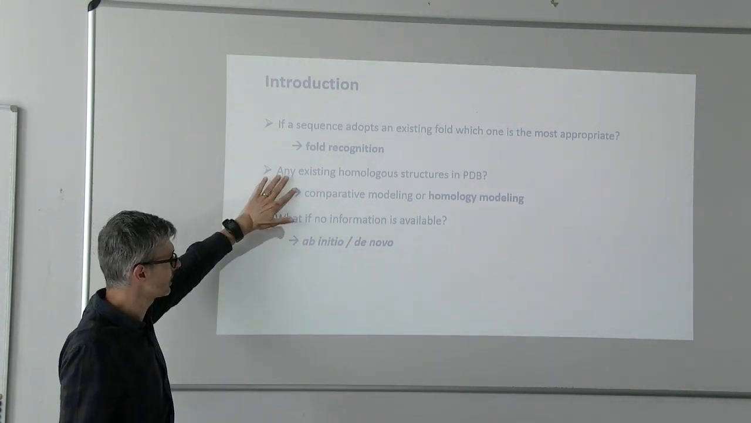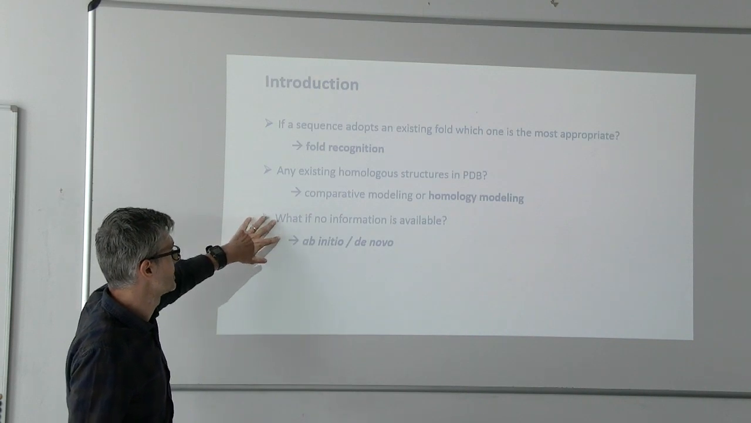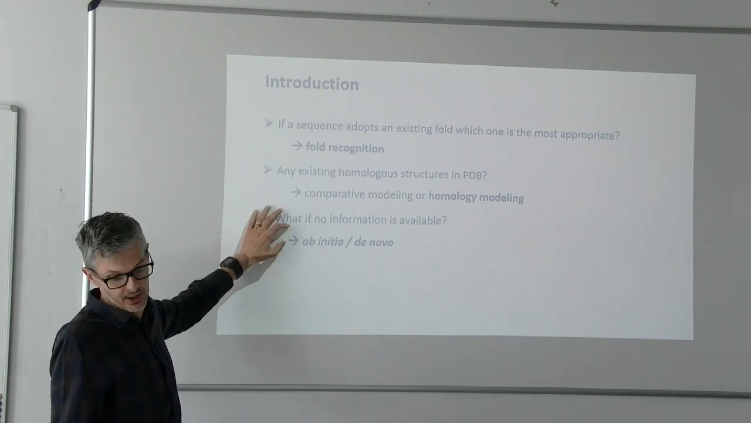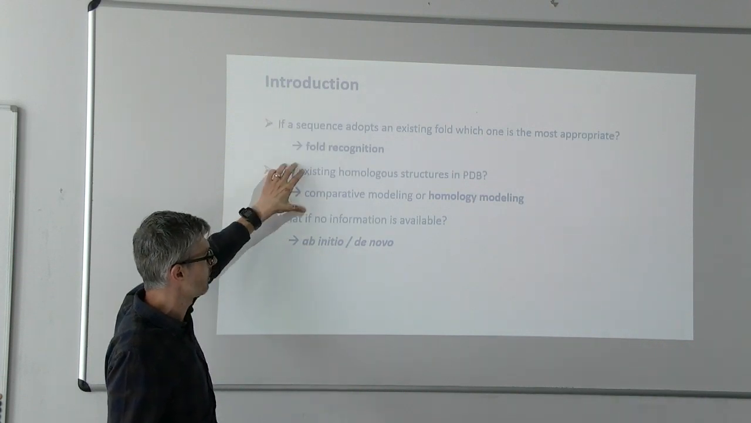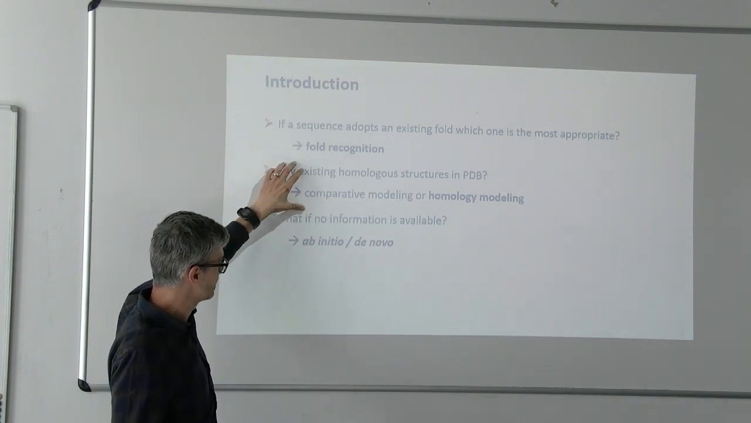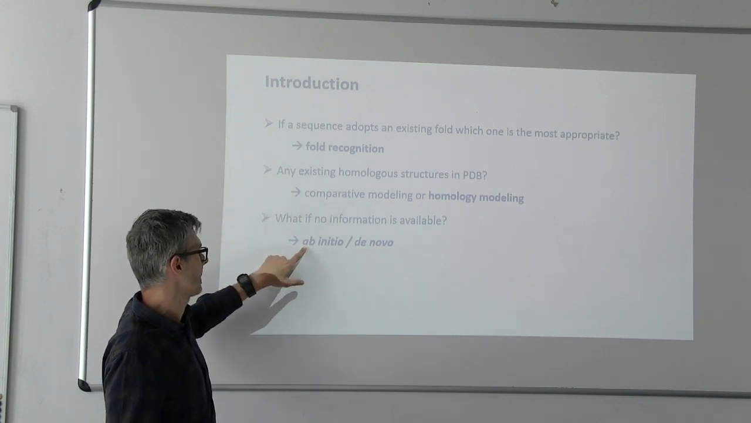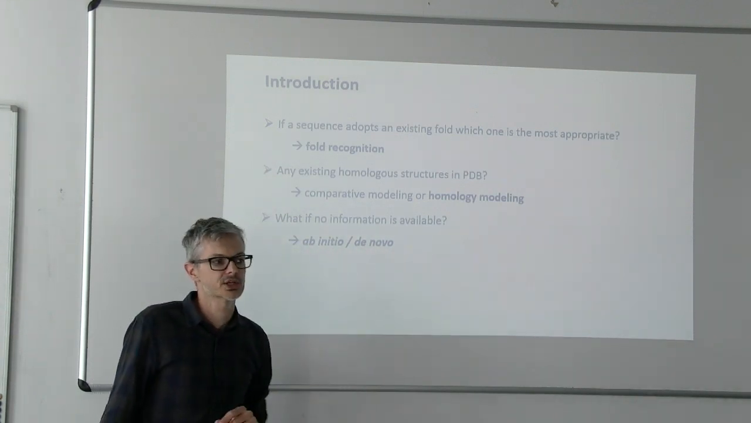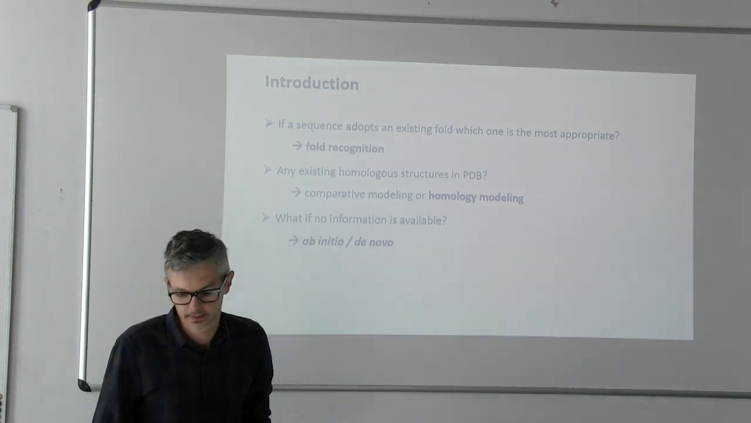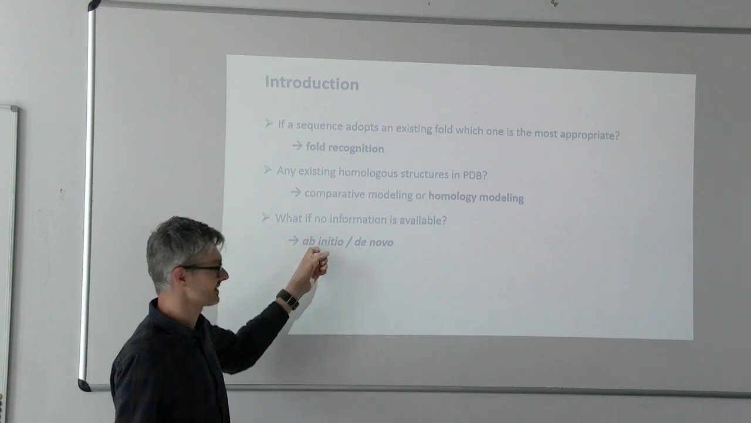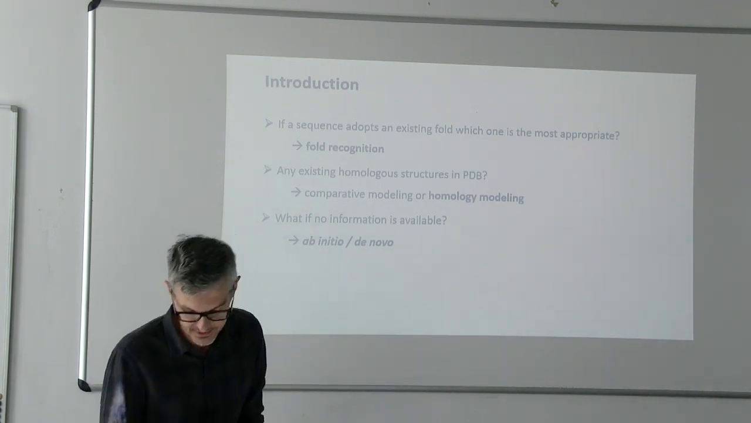So that's homology modeling. And then the last one is if there would be no information available, if you cannot know if the fold already exists or there is no homologous structure available in PDB, then you can do what they call ab initio or de novo prediction. This is of course the most difficult one. But I will show you that the results can also be quite nice.